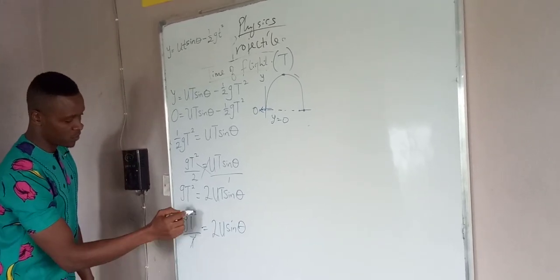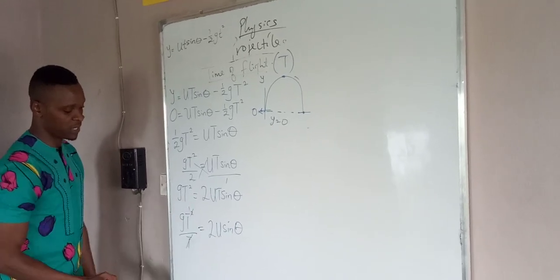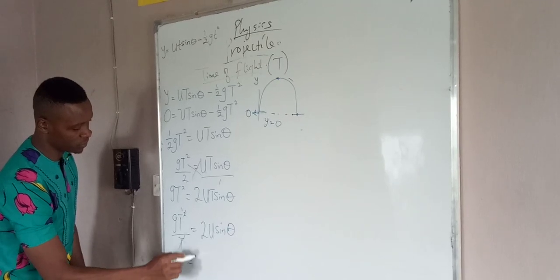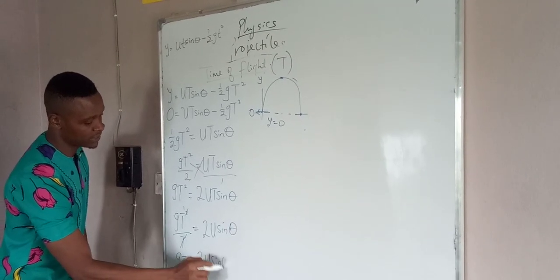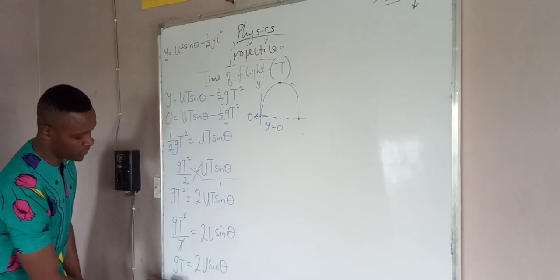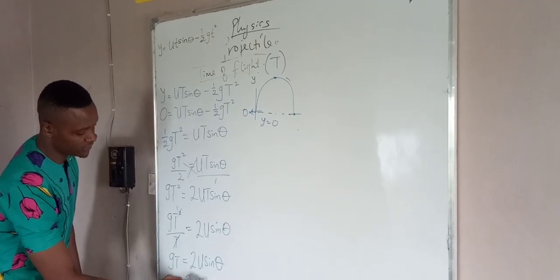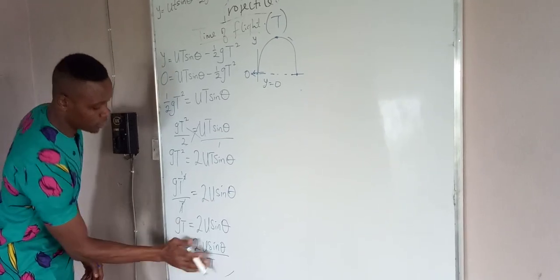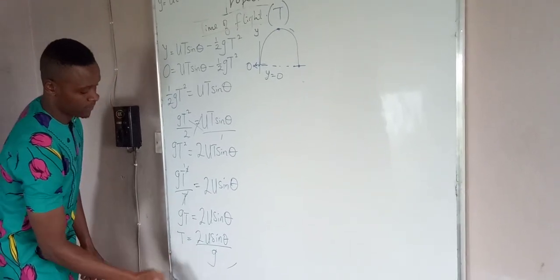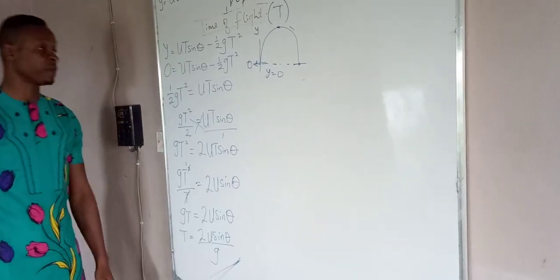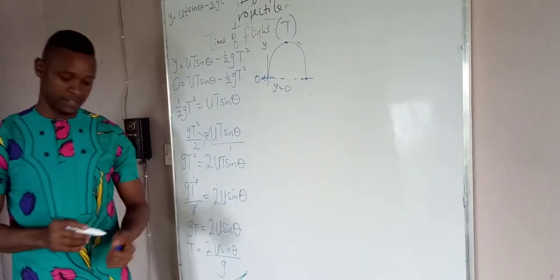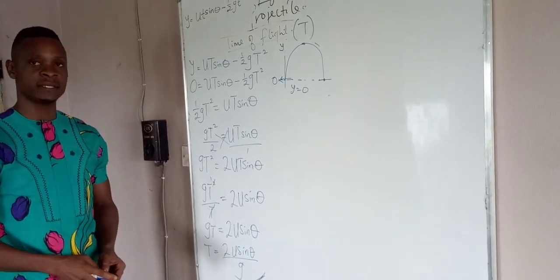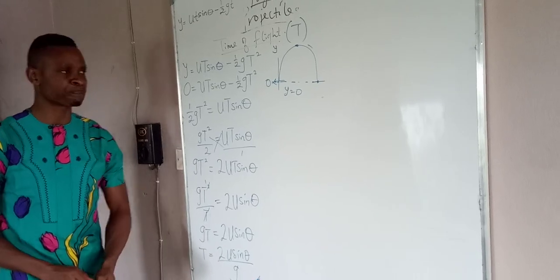Where t here will cancel one of these, remaining one, according to the laws of indices. So we now have gt is equal to 2u sine theta. T alone now becomes 2u sine theta all over g. This becomes the equation for time of flight. So our T here now becomes 2u sine theta over g.